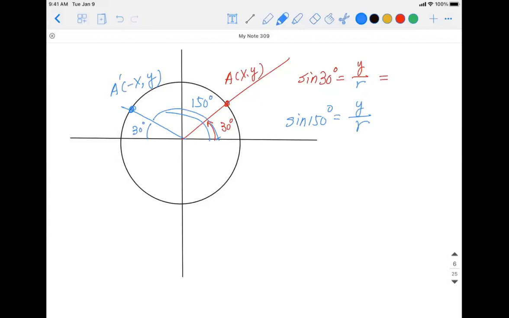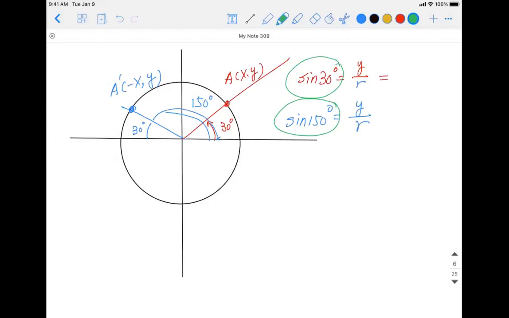So far, so good? There's nothing tricky, right? It's very understandable. So that being said, you have a very, very interesting sine 30 degrees. Actually, it's the same as sine 150 degrees. Okay, so far, so good?